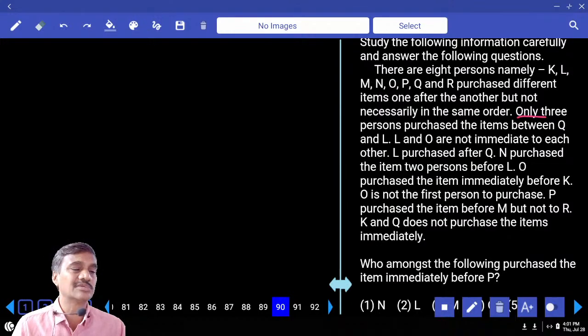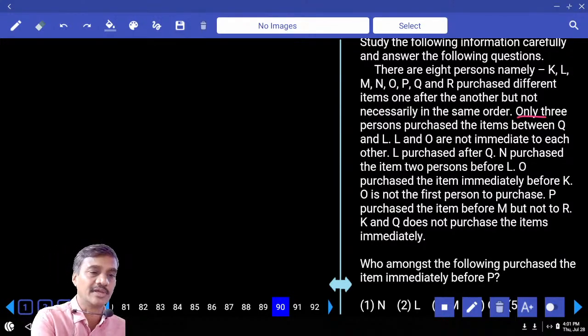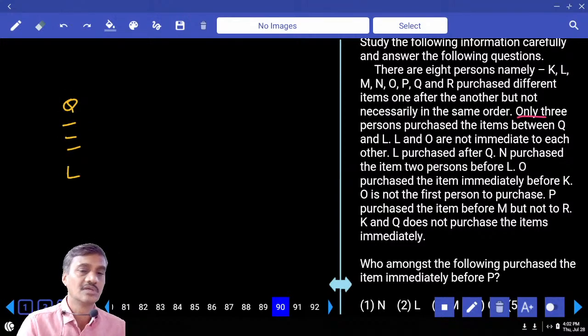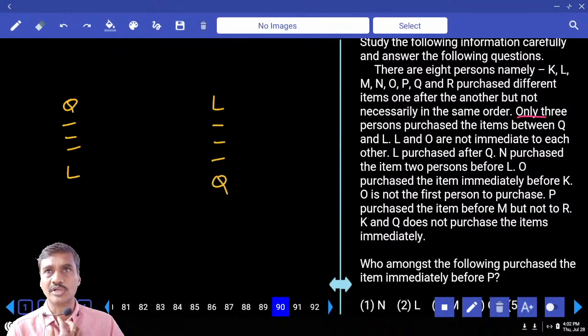Now how many people are there between Q and L? Exactly 3. Hence if Q is here, 1, 2, 3, L is here. Or if L is here, 1, 2, 3, Q is. Between Q and L, who purchased before whom is not clearly given. So what should we do? In the first case you are taking Q before L, and in the second case L before Q. And L and O are not immediate neighbors to each other.